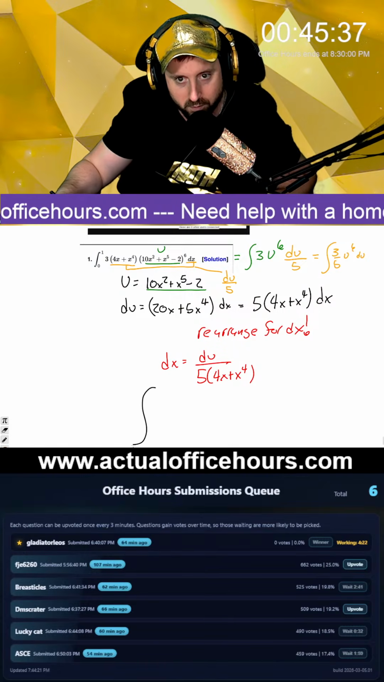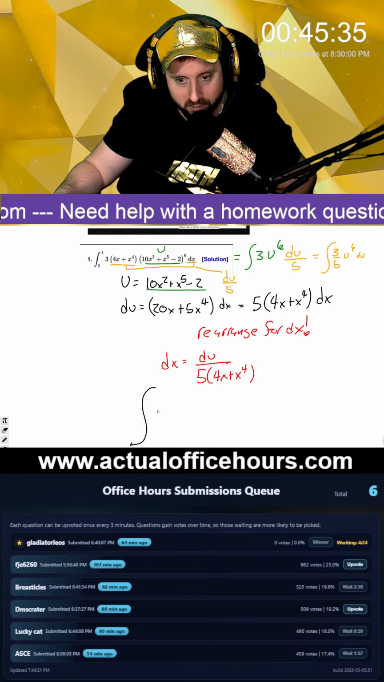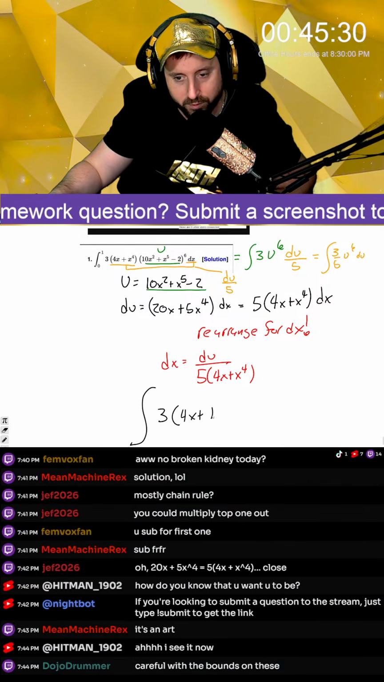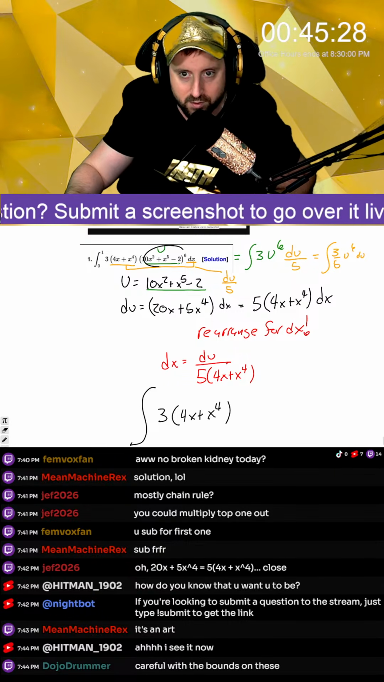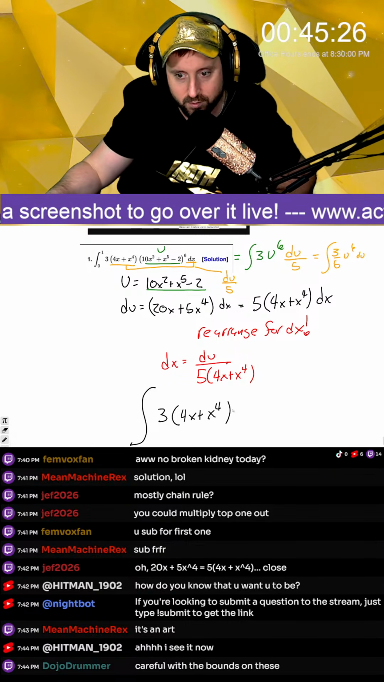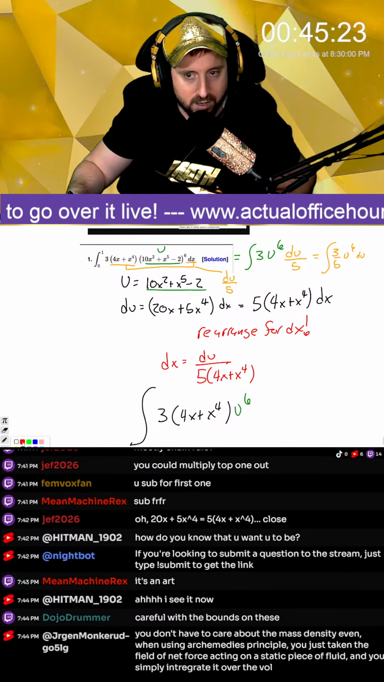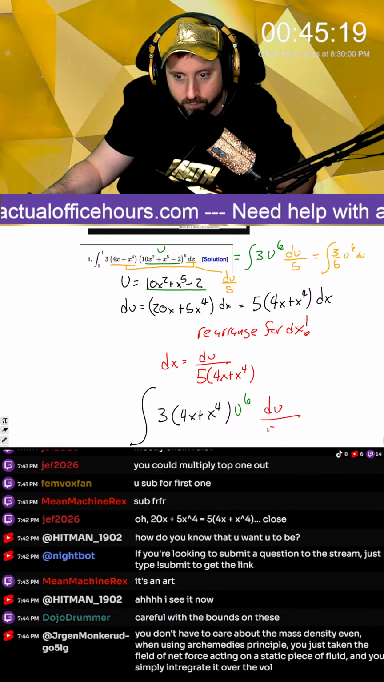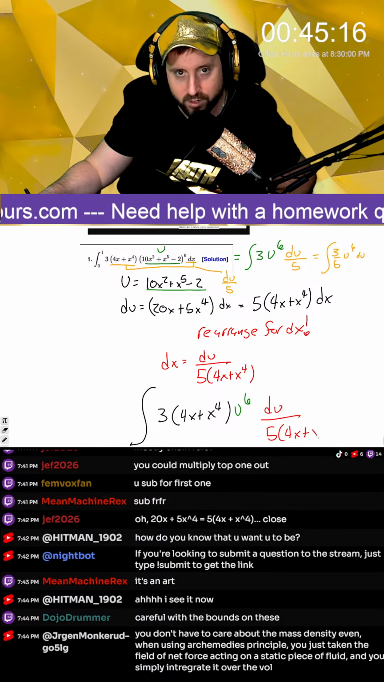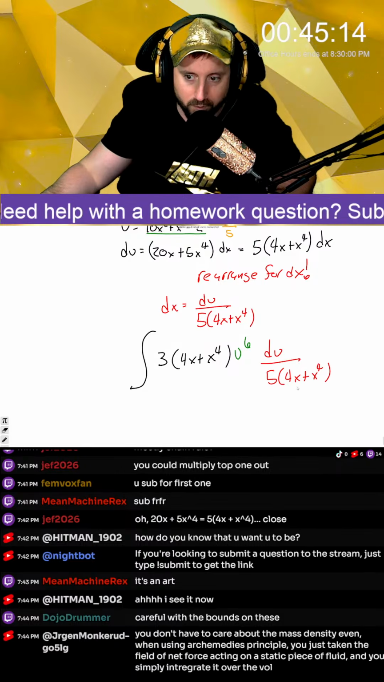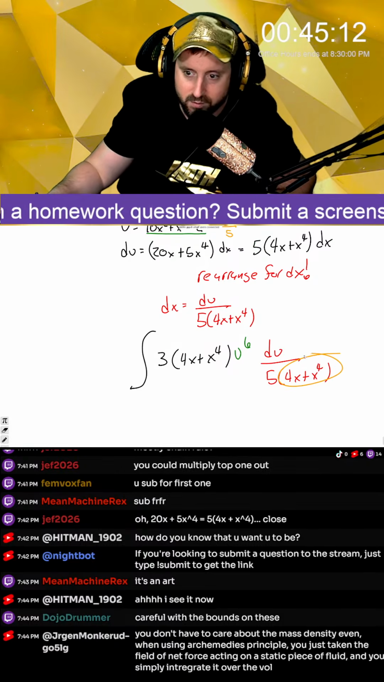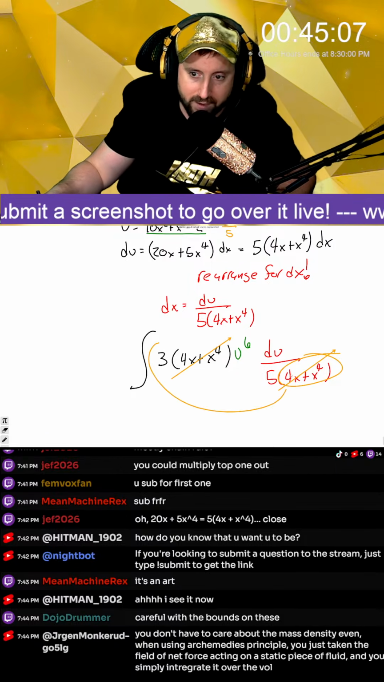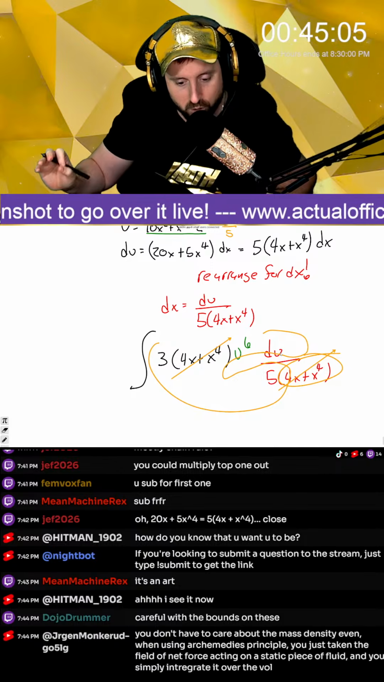So I have the integral, and I'm not going to put the bounds. And then it's 3, right? 4x plus x to the 4th. And then this is now u to the 6th. And then instead of writing dx, you write du over 4x plus x to the 4th. And then here's the cool thing. This will cancel out this. Okay? And so now your integral is left just in terms of u.